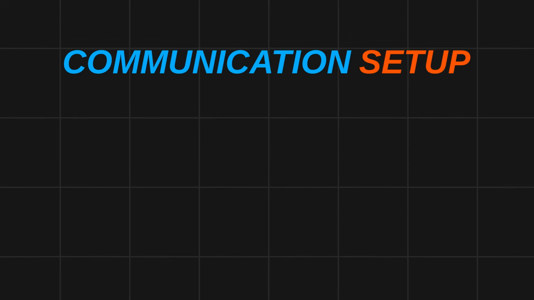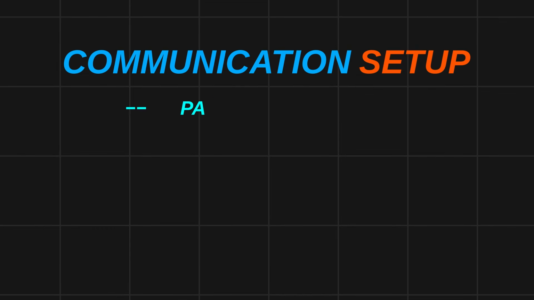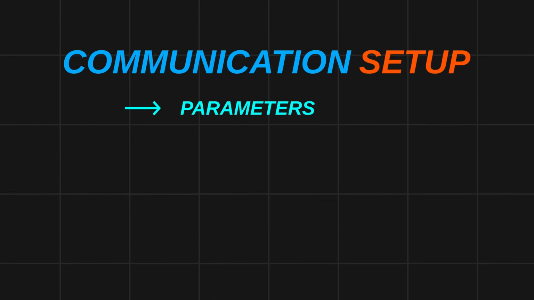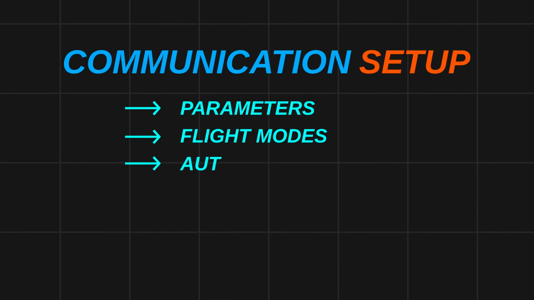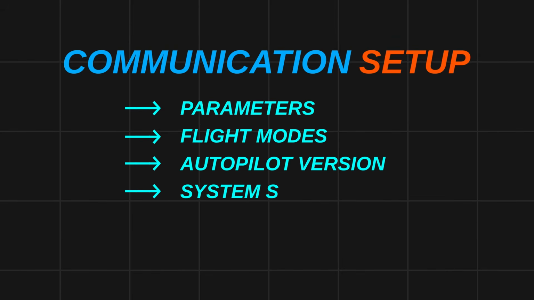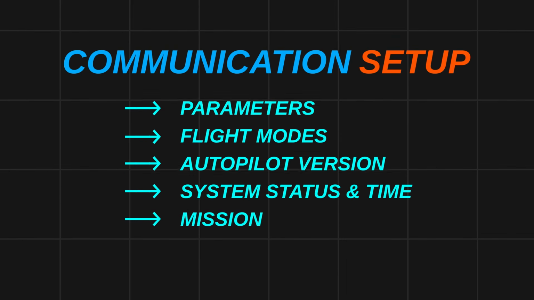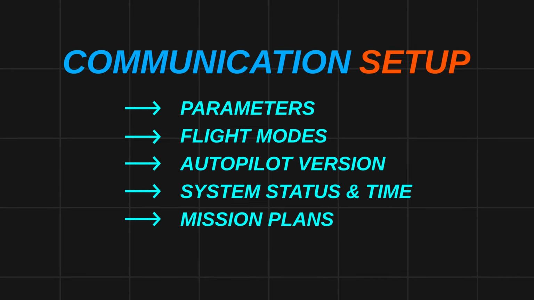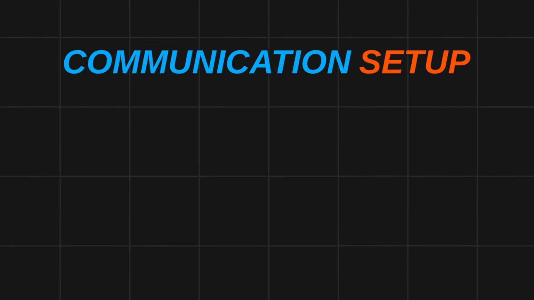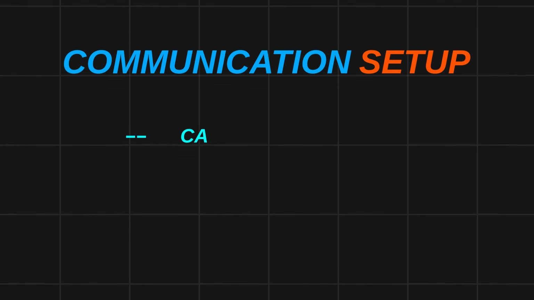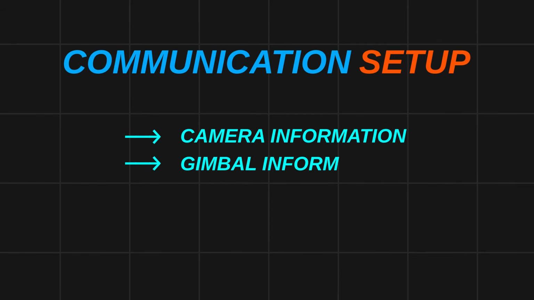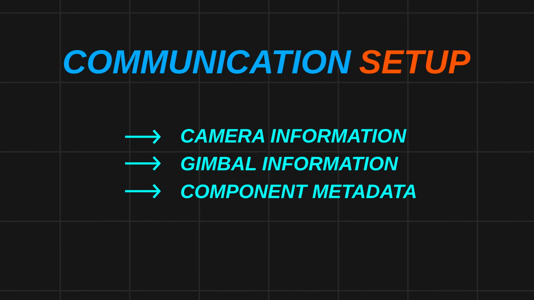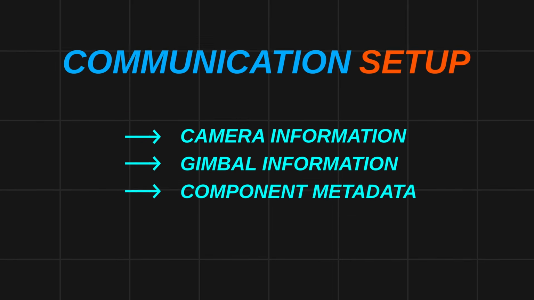In the communication setup, QGroundControl inquires the flight controller about the various parameters it has, supported flight modes, autopilot version, system status, system time, and if there are any pre-existing mission plans saved on the flight controller. There are other messages that it sends, such as asking for camera information or gimbal, but we can simply decline or ignore them. Let's start with the communication setup.